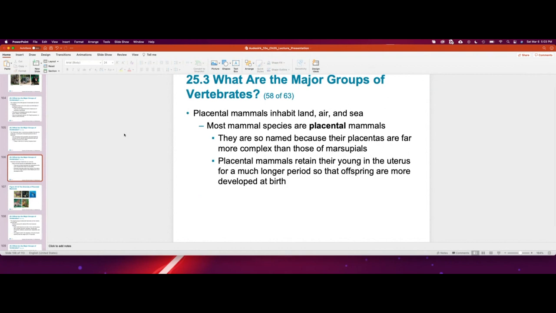In fact, because they are more complex and more developed, they keep their young in the uterus for a much longer period of time so that the offspring are more developed at birth. But again, at the end of the day, even placental mammals don't give birth to full adults. They give birth to babies, which still have a developmental time before they reach full adult maturity.